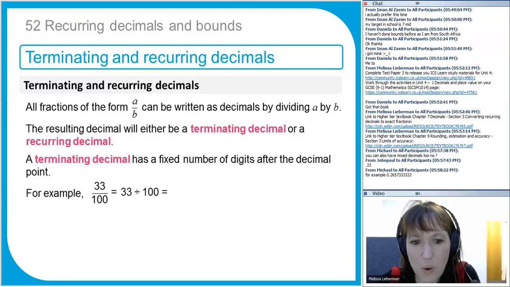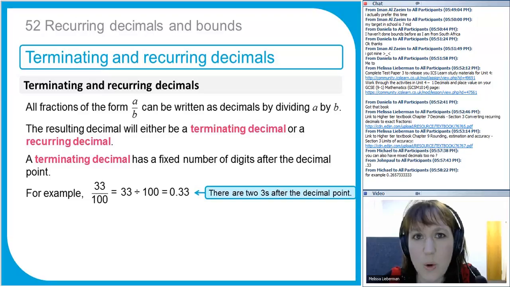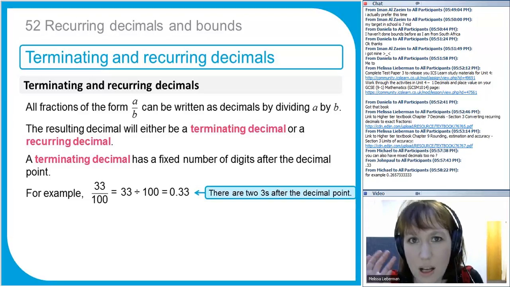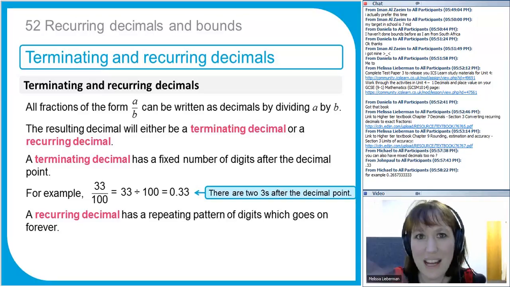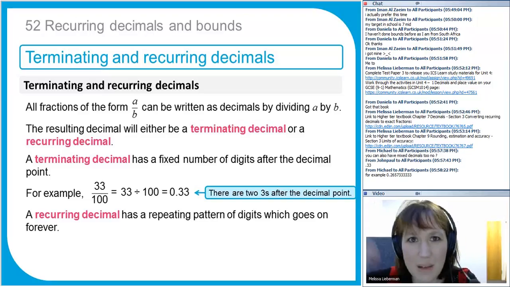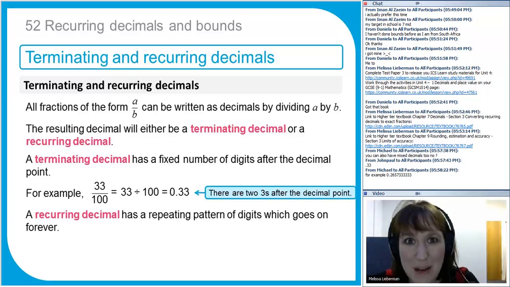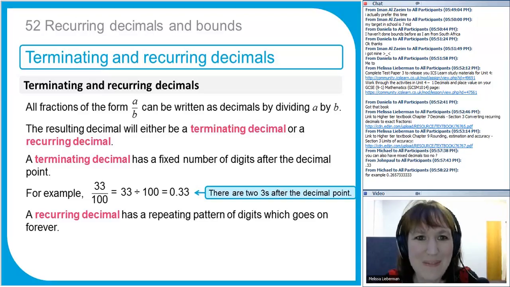So we've got 0.33, and there's just 2 digits after the decimal point and nothing else. So that's a terminating decimal. It stops after the second 3. And a recurring decimal, as we mentioned, has a repeating pattern of digits, and there can be 1,000,000 digits, and then there might be another million, and the pattern might repeat. It could be a very big repeating pattern, but it does repeat.